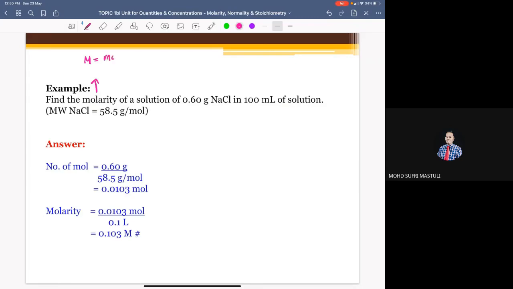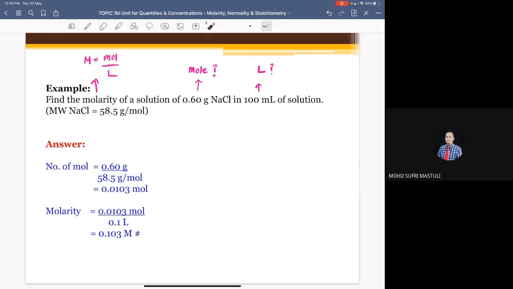Molarity is mole per liter. So you have to convert this gram of sodium chloride into mole. And then this 100 ml you have to convert into liter. So you can calculate what is the molarity.